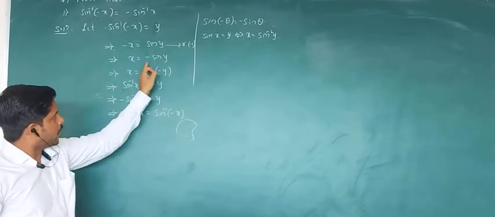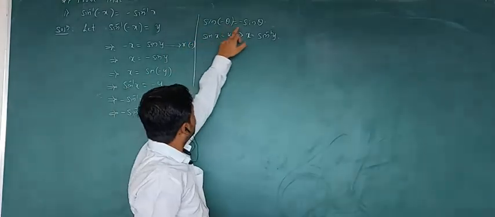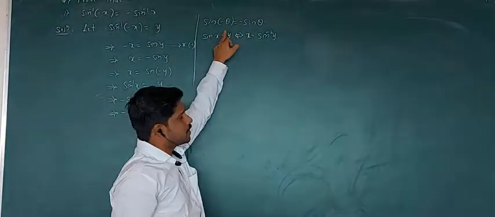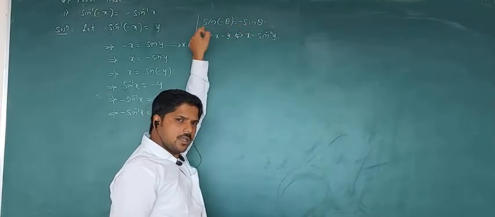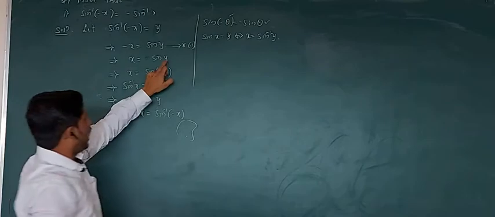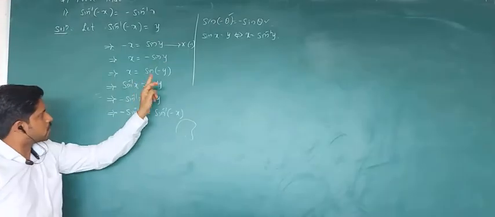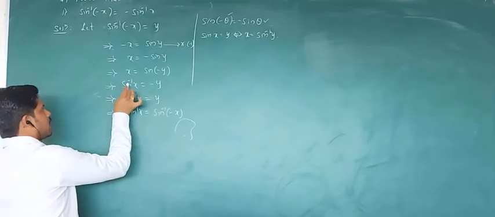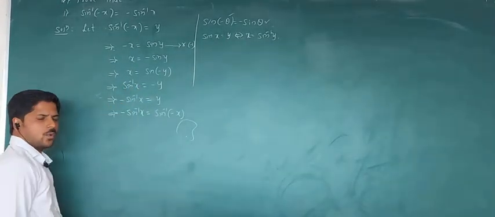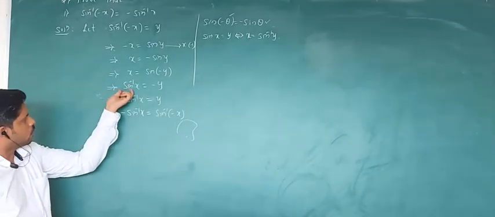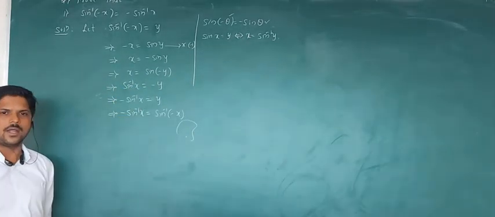Minus sine theta can also be written as sine of minus theta. So in place of theta, here we have y. So minus sine y can also be written as sine of minus y. Now again, this can also be written as sine inverse x equal to minus y. So this sine will come to the LHS side and it becomes inverse. So sine inverse x equal to minus y.